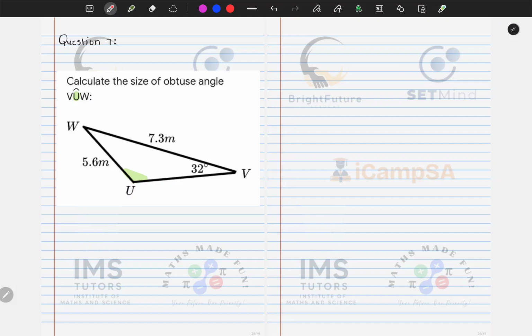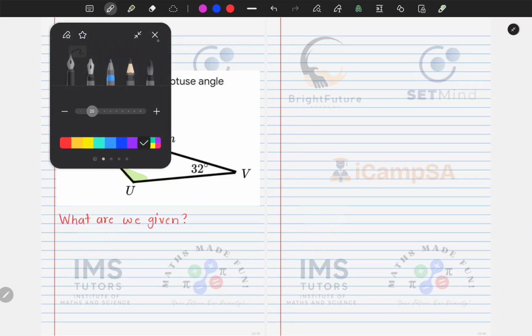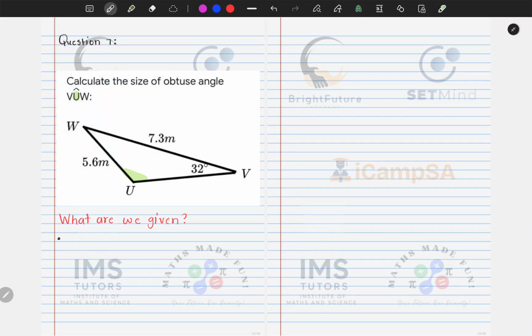Okay, let's have a look at question number 7. On question 7, we are required to calculate the size of the obtuse angle VUW. So it is the angle which I've highlighted in green. And the first question which we need to ask ourselves is, as always, what are we given? This is useful because it helps us to establish which rule we should use. But obviously in this video, we are more focused on the sine rule.